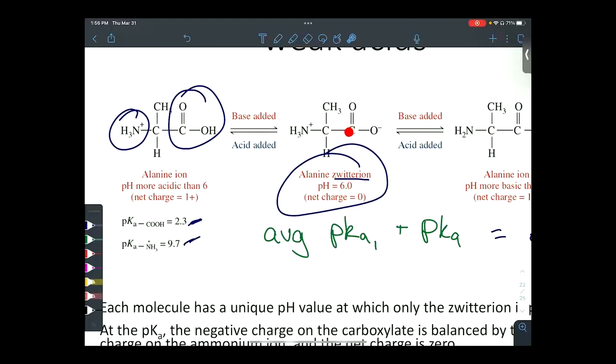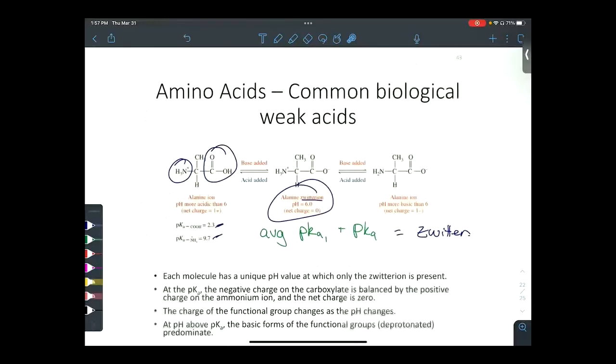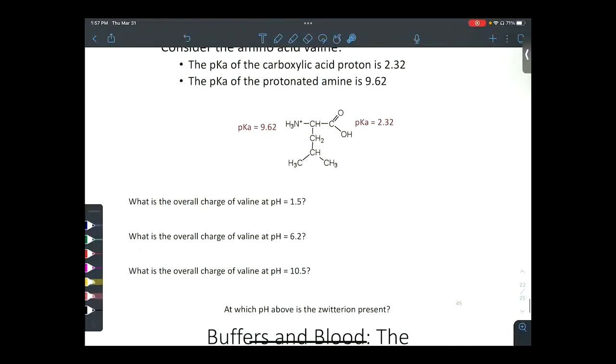But then if we add more base, we'll rip off another proton, this time coming off the amine group. And so when we rip off that proton, this amine group becomes neutral. And that's what you see here. So the total charge of this whole substance when it's in a more basic regime is negative charge. All right, so let's look at an example.